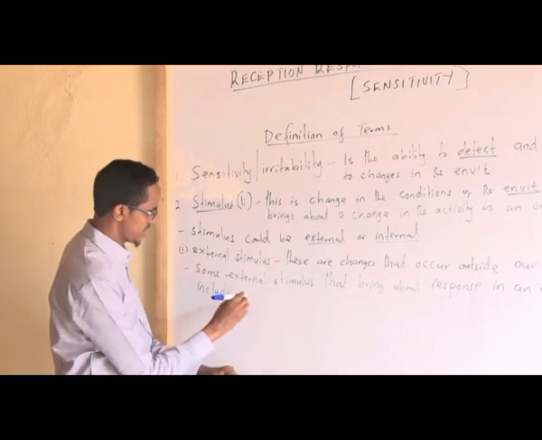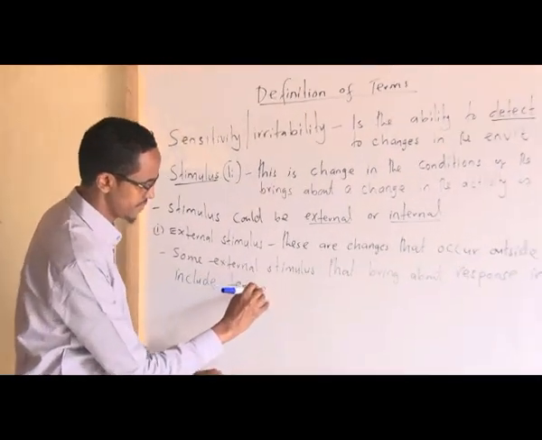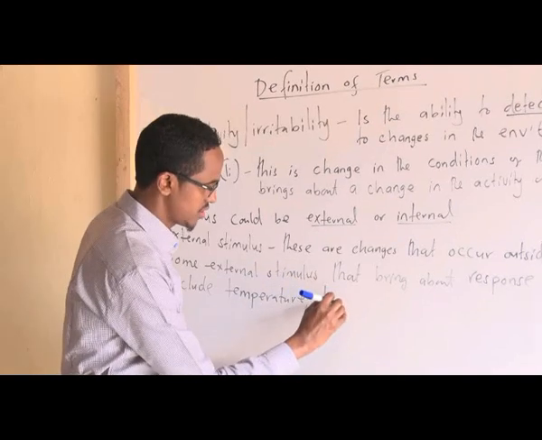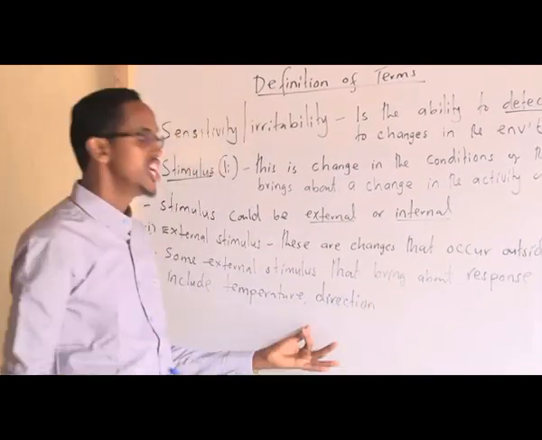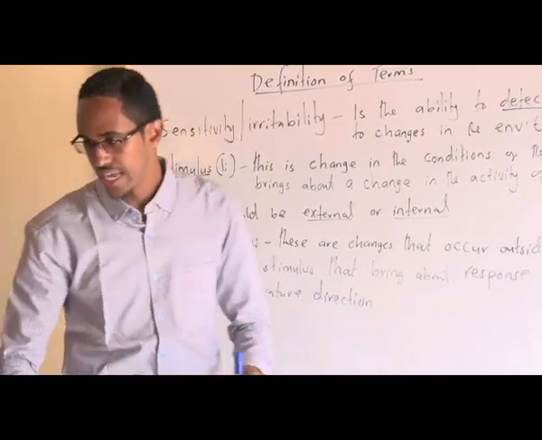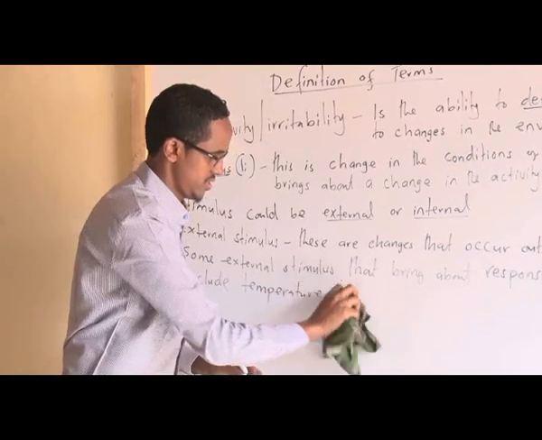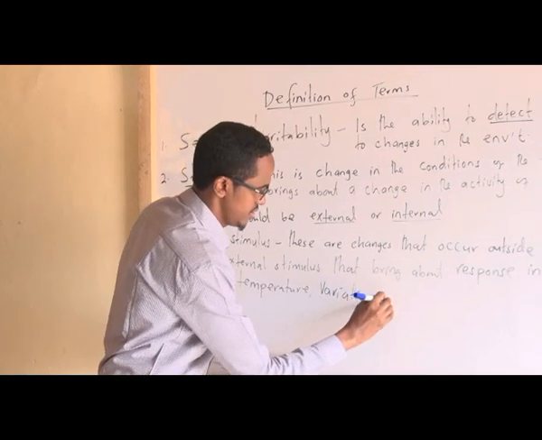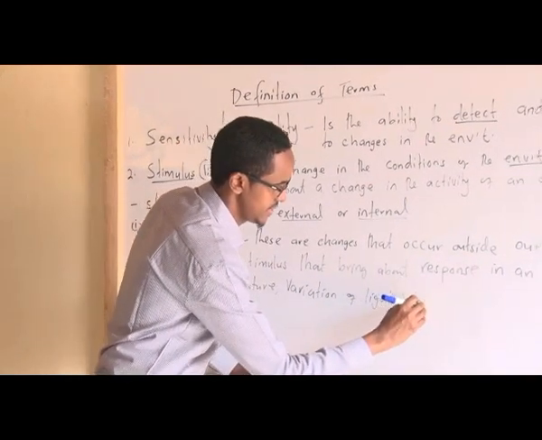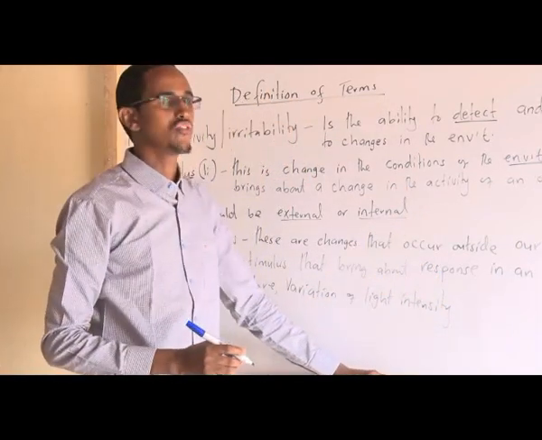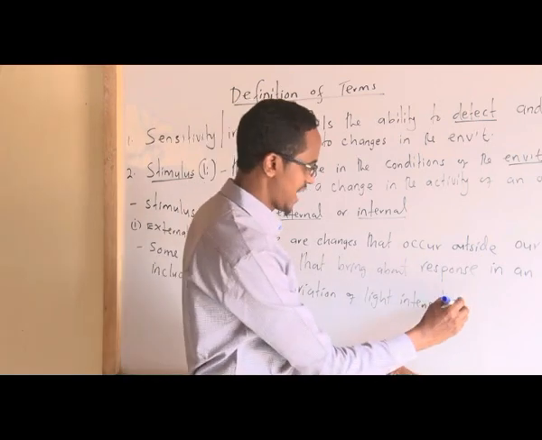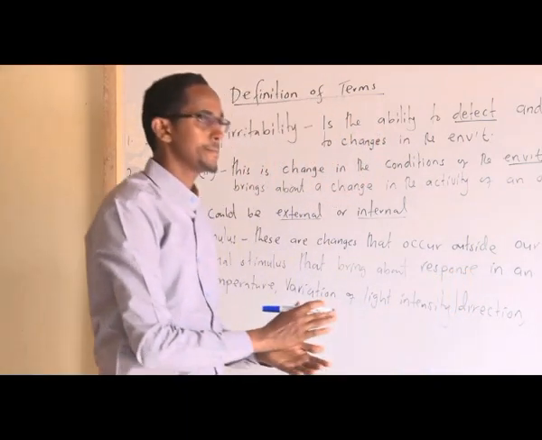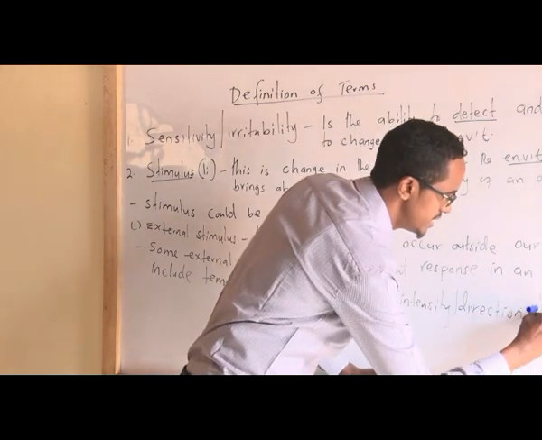They include changes in temperature, changes in the direction or variation in light intensity, or variation of light direction, of course. We can also have changes in the humidity.